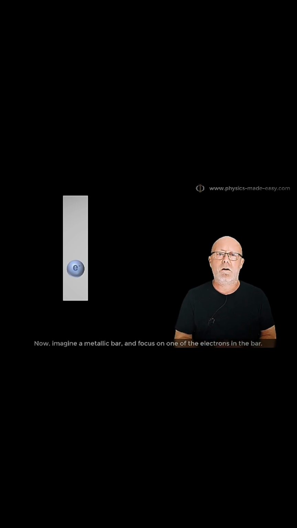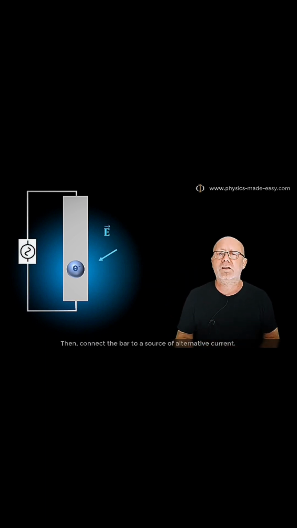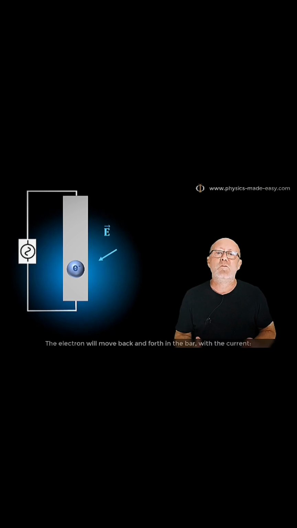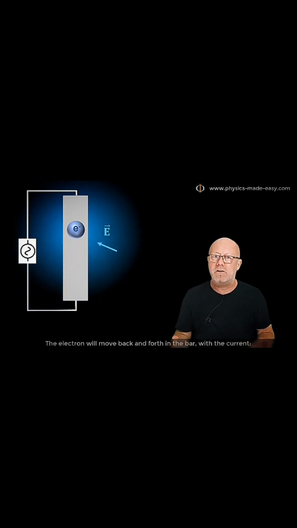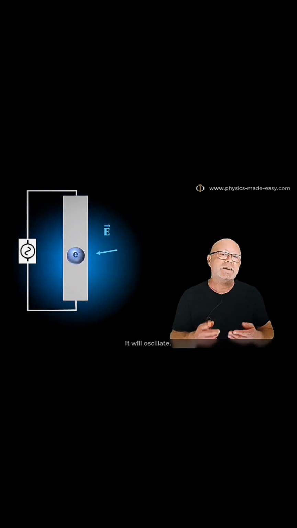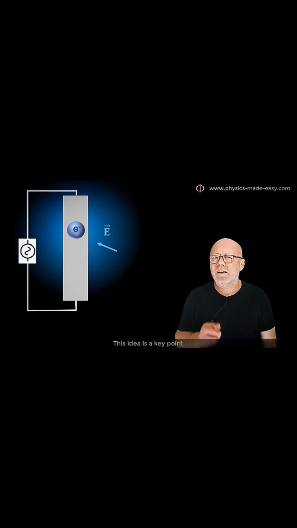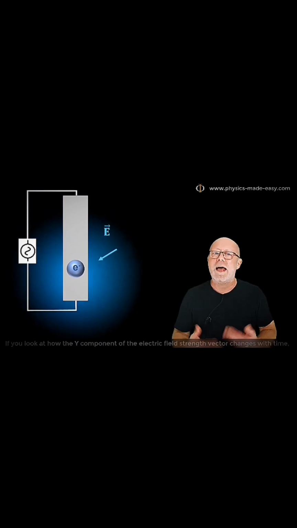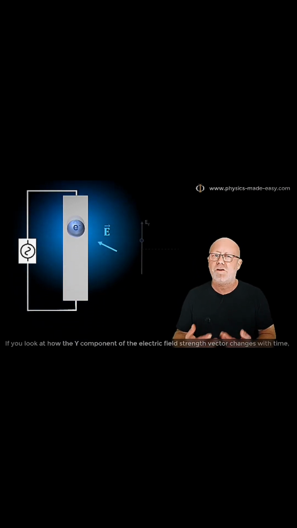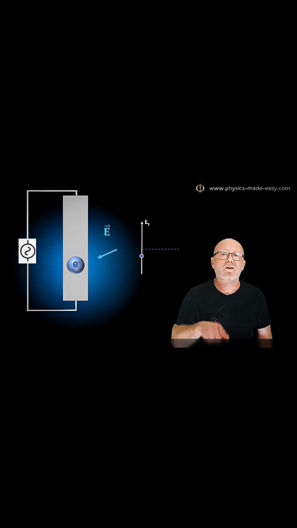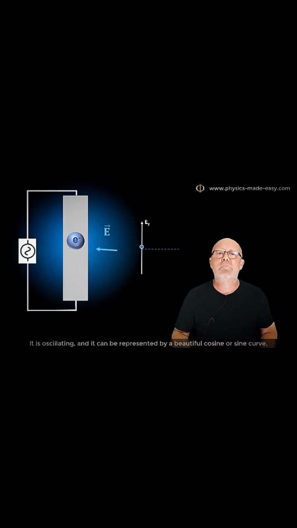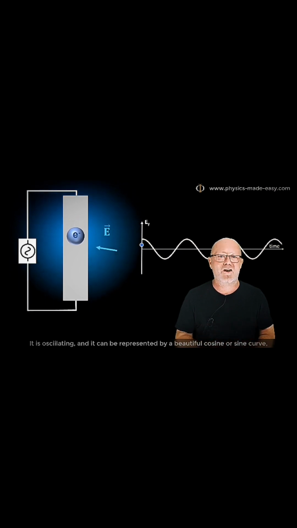Now, imagine a metallic bar and focus on one of the electrons in the bar. This electron creates an electric field around it. Then, connect the bar to a source of alternating current. The electron will move back and forth in the bar with the current. It will oscillate. And so will the direction of the electric field the electron generates. This idea is a key point. If you look at how the y component of the electric field strength vector changes with time, it is oscillating, and it can be represented by a beautiful cosine or sine curve.